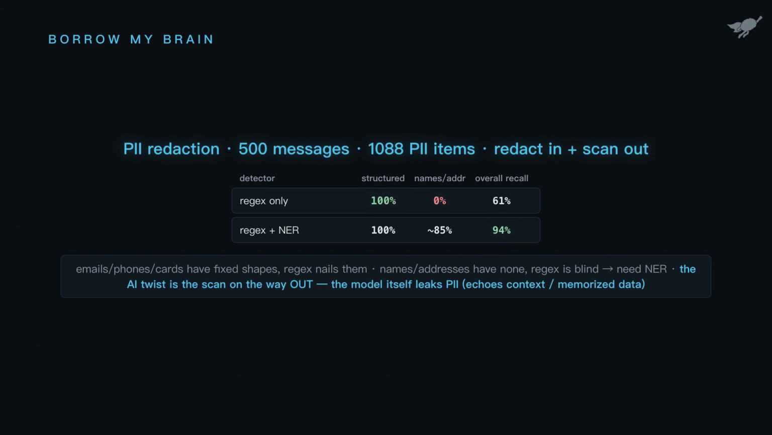You have to add an NER model, named entity recognition, to pull names and addresses back too, and overall recall jumps to 94%. This is classic DLP. Nothing new about it. And the real AI flavor here isn't the detector, it's that exit scan. In a traditional system, what you worry about is the user sending sensitive data in. But AI adds another end. The model itself will leak PII. It might recite someone else's email from the context verbatim, or spit out something it memorized during training. So you don't just scan what goes in, you've got to scan what comes out. The extra pass is the one scanning on the way back out.